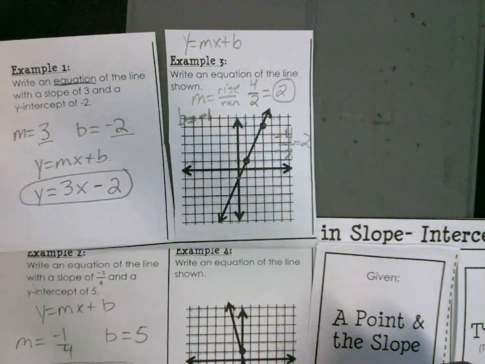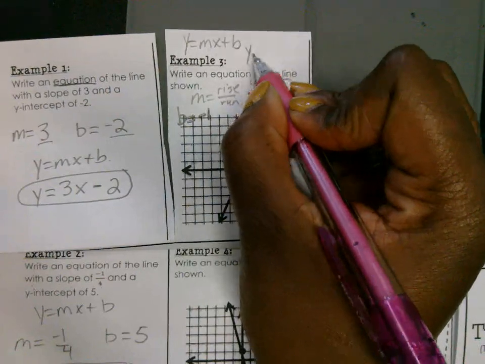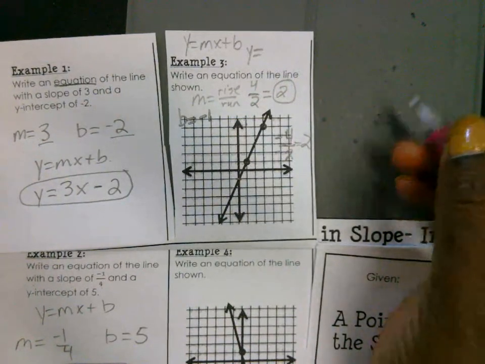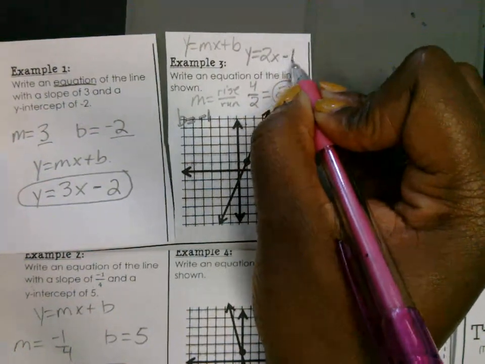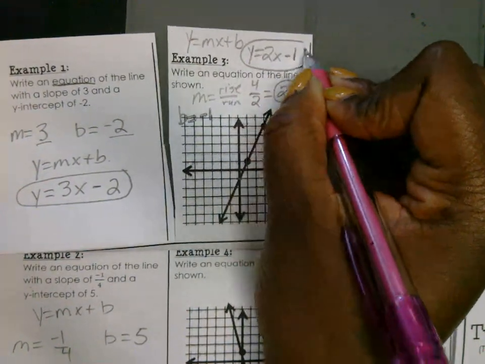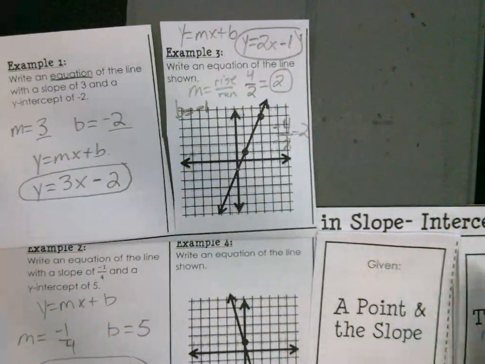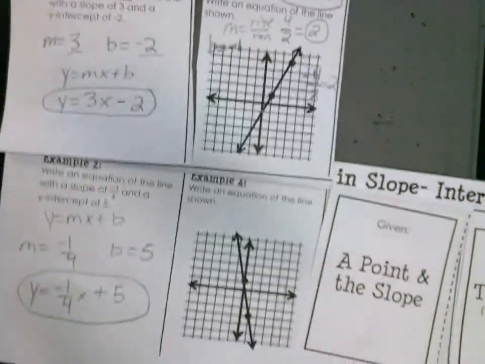So how would I write this as an equation? y is equal to what? 2x minus 1. See if you can do number 4.